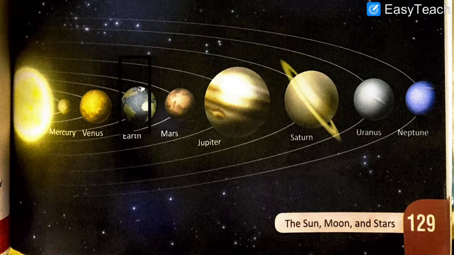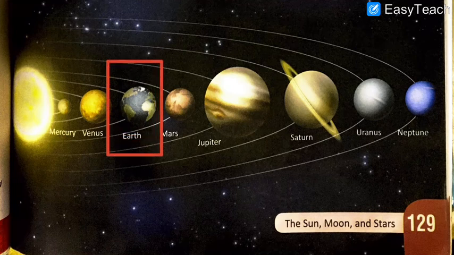See, our earth is here, right? We cannot even reach till Jupiter. Why?